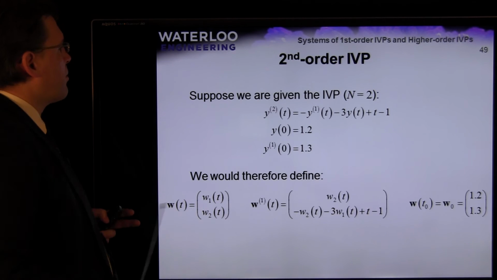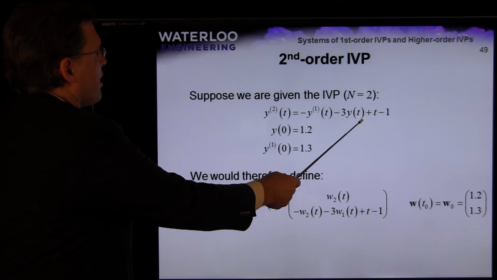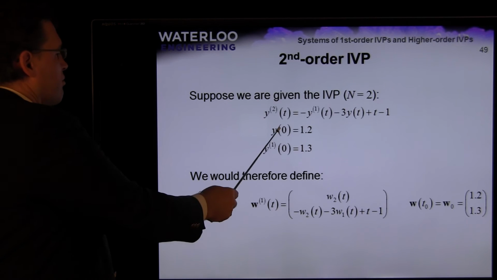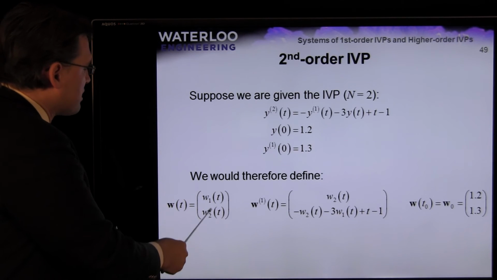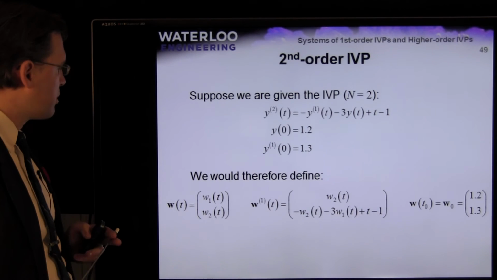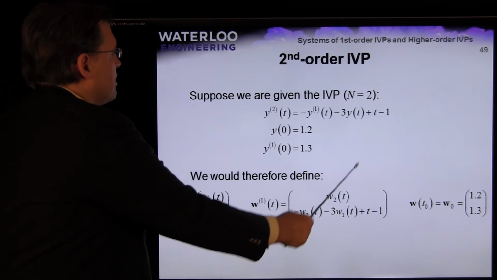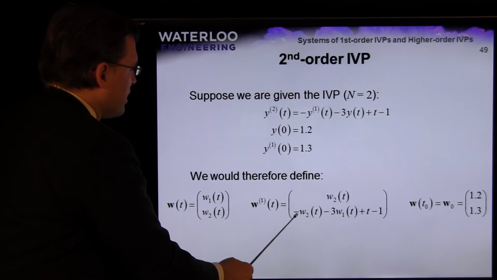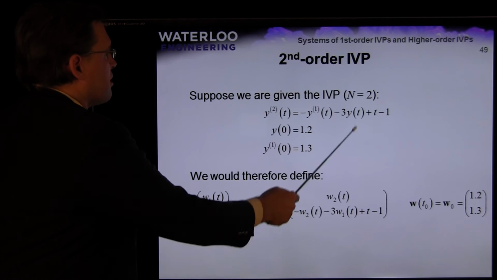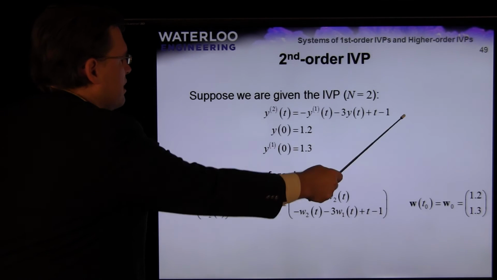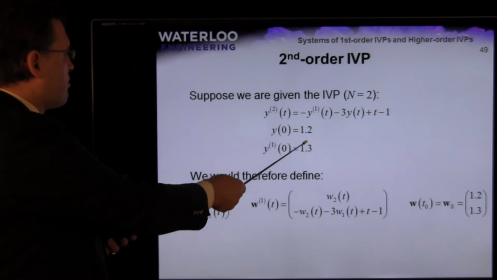So suppose we have the following initial value problem with n equal to 2. The second derivative is a function of the first derivative, the function, and time. Here's our initial value of the function. Here's our initial slope, or rate of change. So therefore, we will define w as a vector of 2 values. The rate of change of w1 is just w2. The rate of change of w2 is this expression here. What is this expression here? Well, it's just negative w2, because w2 is y prime, minus 3 times y, which is w1, plus t minus 1. The initial conditions are 1.2 and 1.3, taken from here.